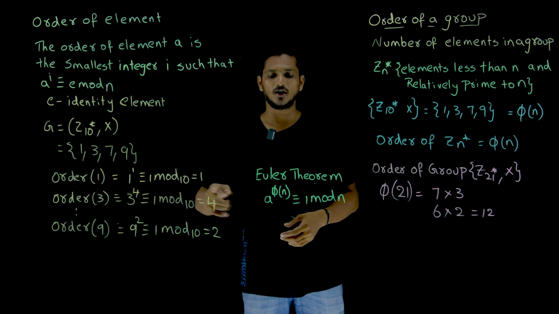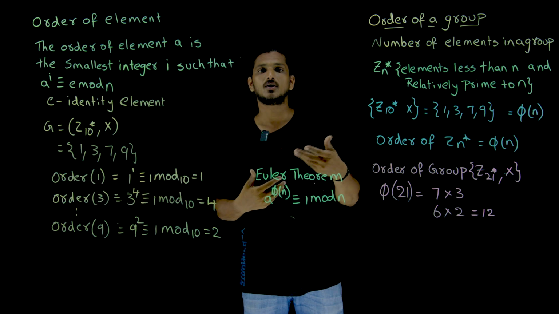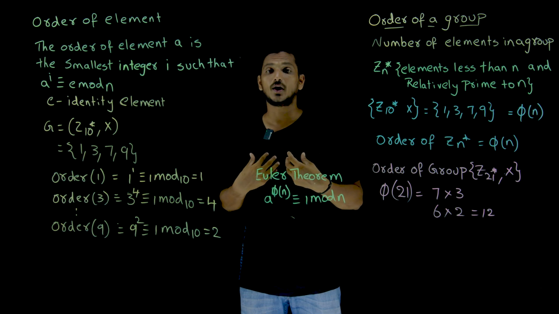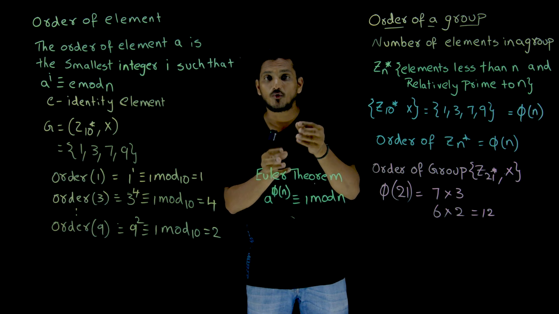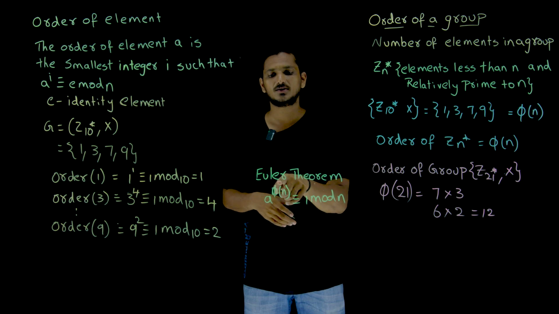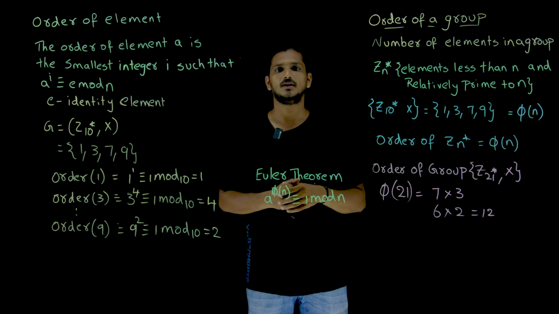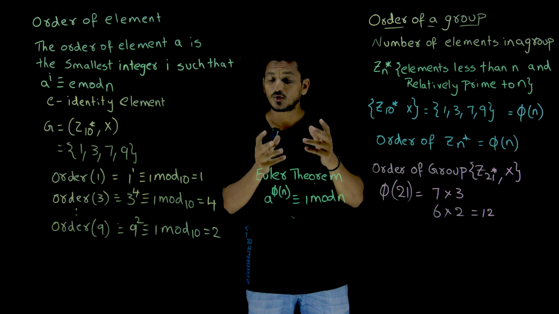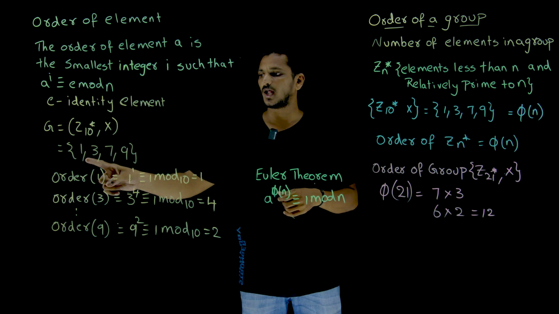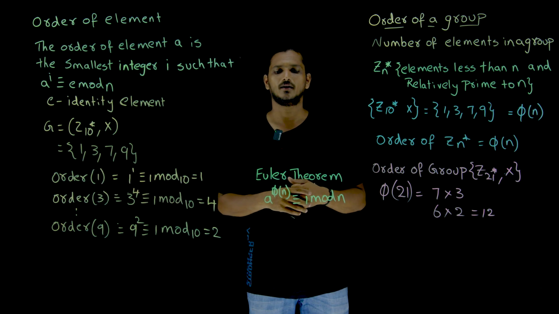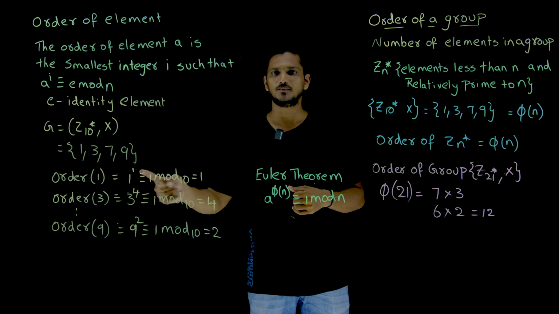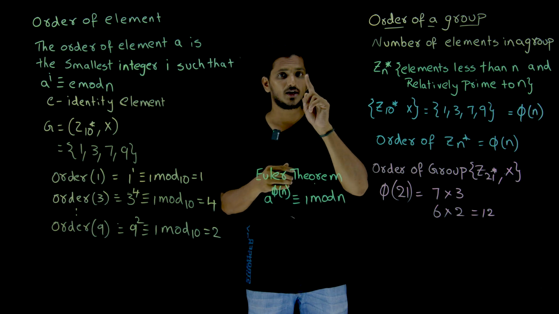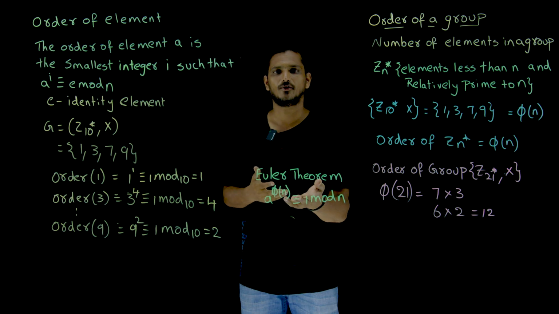Here phi n is an exponent that works, but for the order of element A, you need the minimum value. So from this you need to understand that at least one value exists, that is phi of n. This is the point you need to understand from Euler's theorem. Definitely at least one I value exists that gives 1 mod n. That is what Euler's theorem says, and it is applicable here. For each element, there is definitely one such value, which is phi of n.